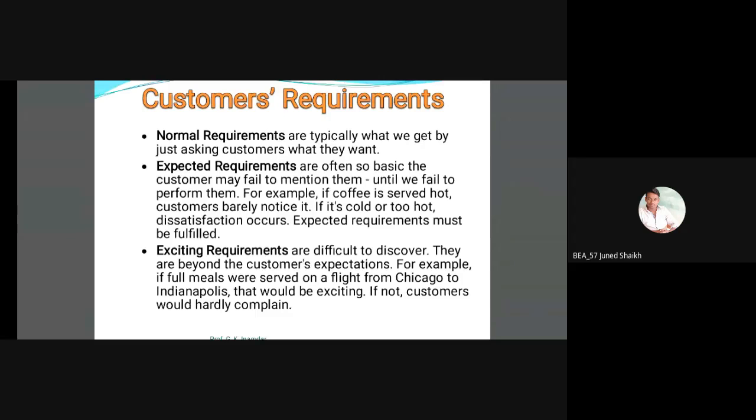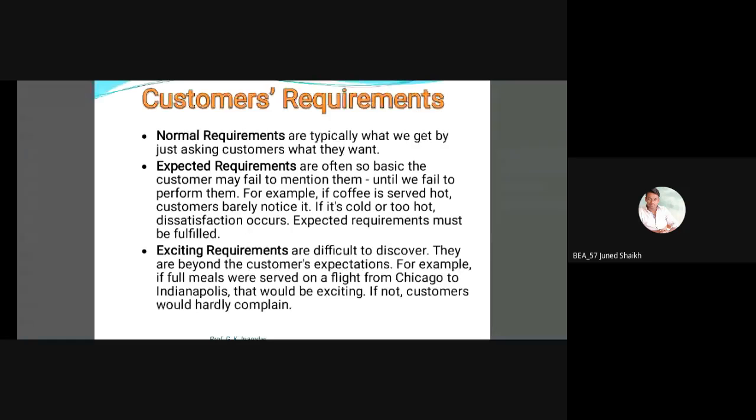So what are the requirements? A normal requirement is nothing but whenever we have ordered something, any item, and we get it. Expected is something we can consider as time, a time constraint. Suppose any coffee is served hot or cold, but what is your requirement? Whatever the buyer requires, the vendor should give as per your expectation.